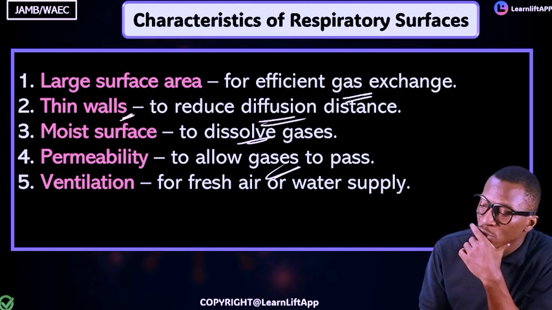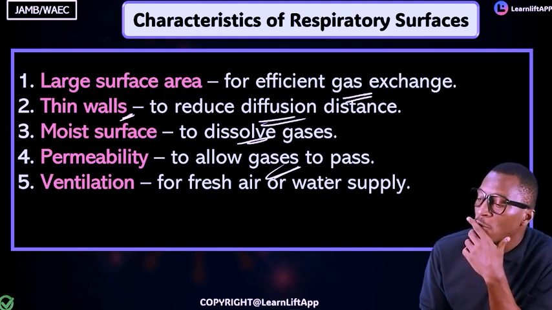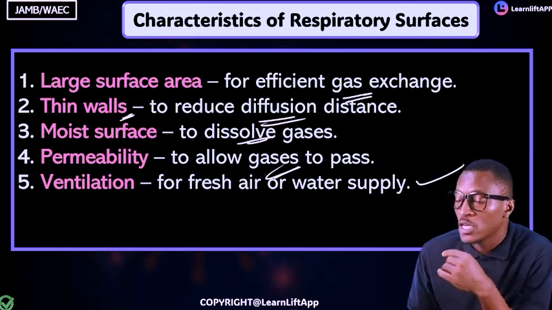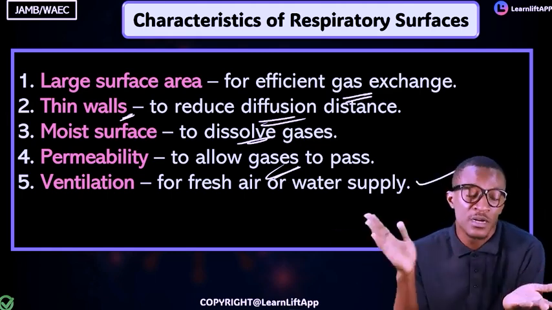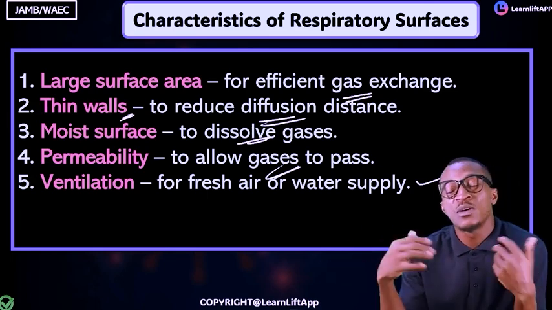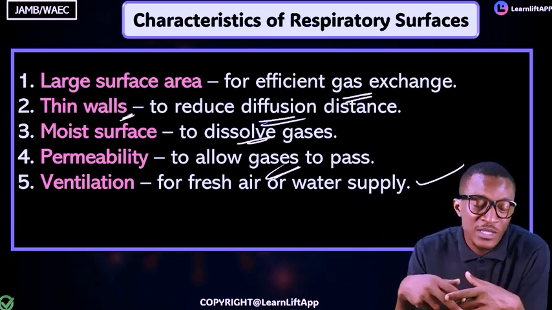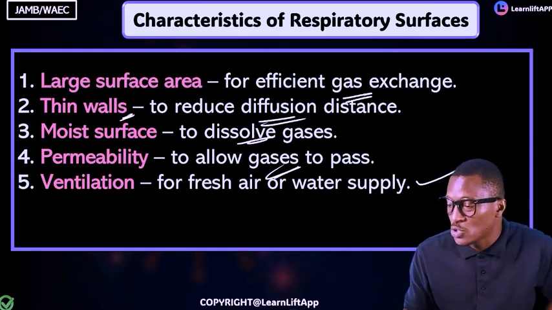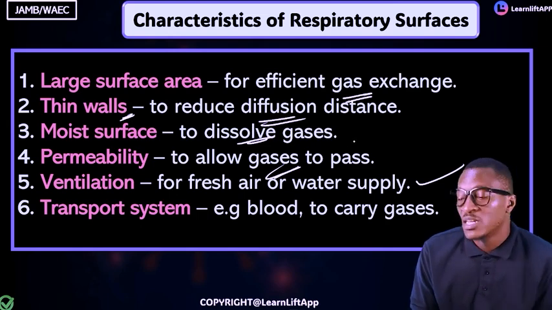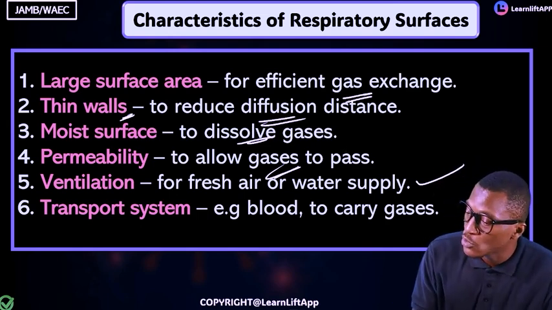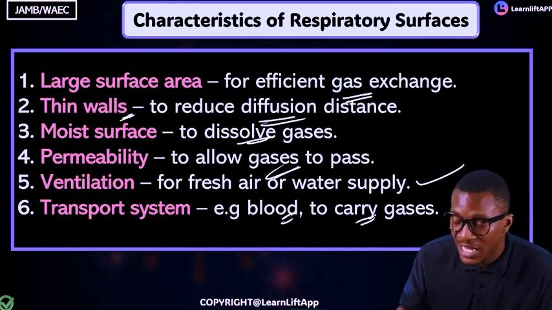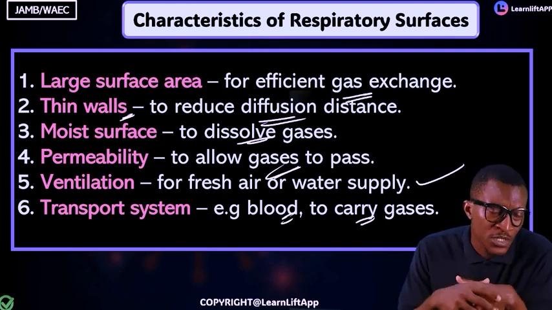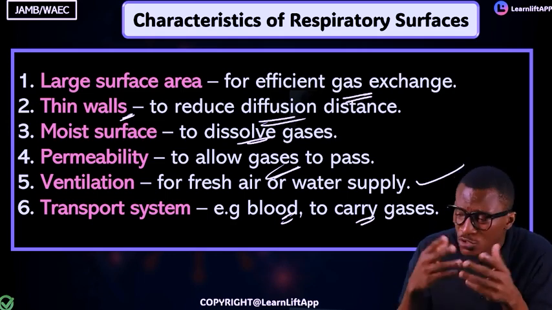Number five, you have ventilation for fresh air or for water supply. The respiratory surface must permit water and gases to move in. Are you seeing that they must have good ventilation? And number six, transport. A respiratory surface must be able to carry blood and gases, because most times your gases are carried in blood. Do you understand? Those are the features. You just need to know this.